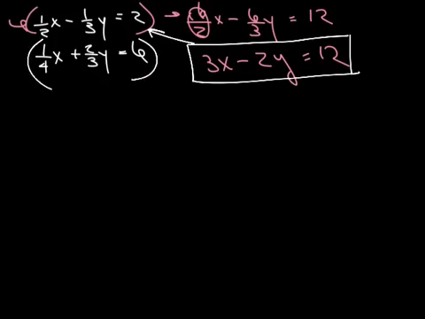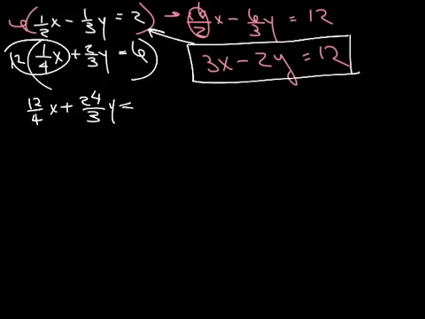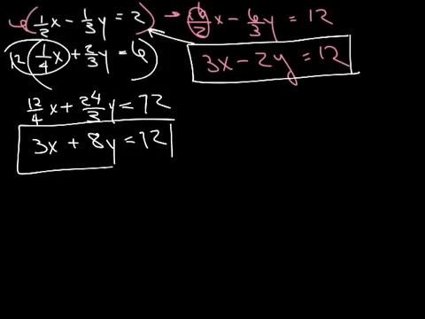Common denominator for that, we've got a 4 and a 3. So we would love to see that be multiplied and become something other than a fraction. So our common denominator is 12. So we multiply this times this and we get 12 over 4 x, 24 over 3 y equals 12 times 6 is 72. 12 over 4 is 3. 24 over 3 is 8. And we have 72. So there is our other equation.